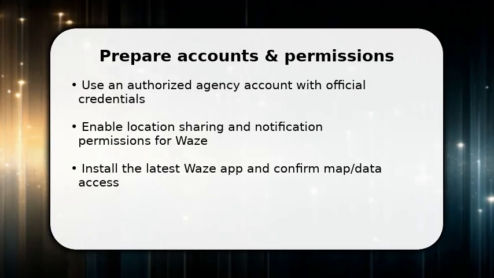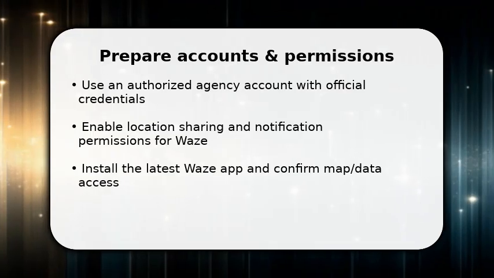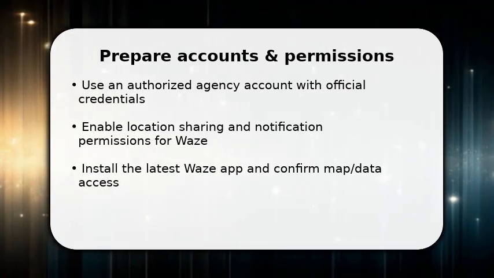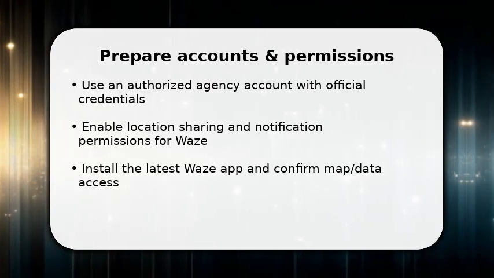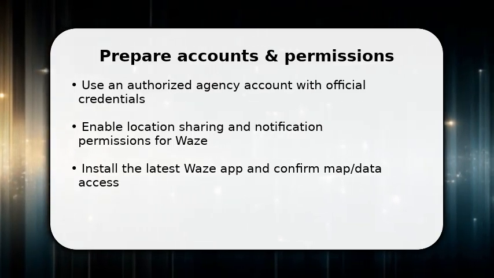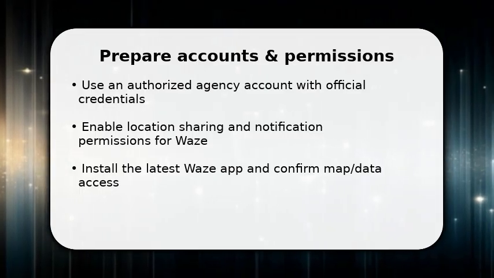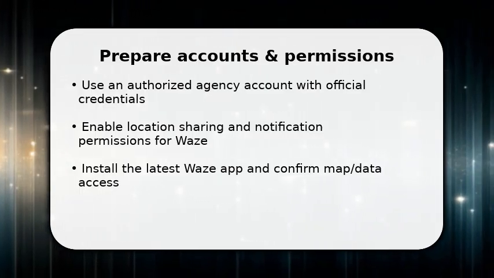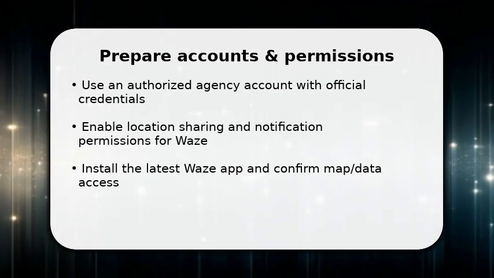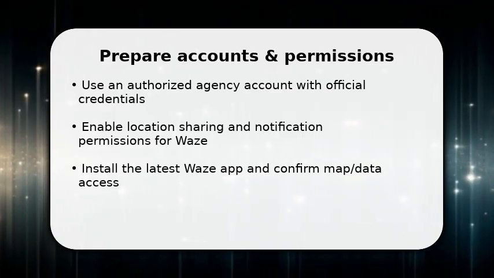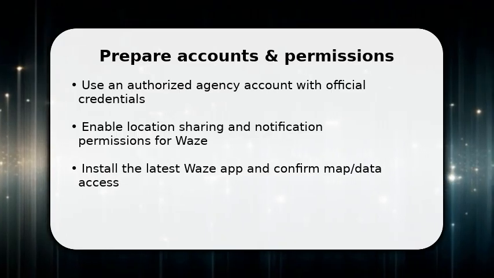You start by confirming agency authorization and required permissions on your device. Sign into the official account, grant location and notification access, and allow background data. Once done, verify the app version and map downloads so offline routing works. Make sure to configure a secure passcode and agency email for alerts. This minimizes delays when you begin live monitoring and reporting.